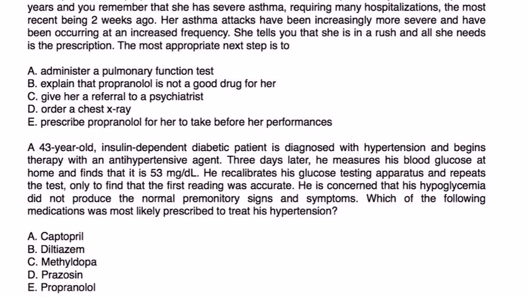And finally, a 43-year-old insulin-dependent diabetic is diagnosed with hypertension and begins therapy with an antihypertensive agent. 3 days later, he measures his blood glucose at home and finds that it is 53. He recalibrates his glucose testing apparatus and repeats the test, only to find that the first reading was accurate. He is concerned that his hypoglycemia did not produce the normal premonitory signs and symptoms. Which of the following medications was most likely prescribed to treat his hypertension?